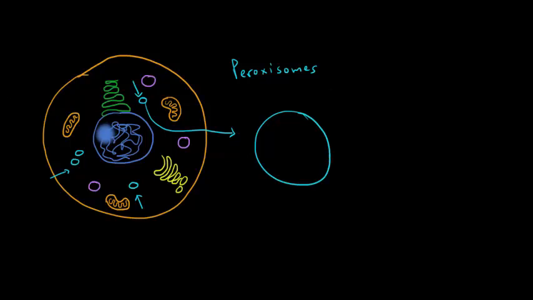Here it is. So what do they do? Well, there are various enzymes in the cell that, as a result of their activity, produce a byproduct, hydrogen peroxide, which looks like this. Hydrogen peroxide happens to be pretty dangerous for the cell. So what peroxisomes will do is they're going to isolate it. So the hydrogen peroxide ends up in the peroxisome.